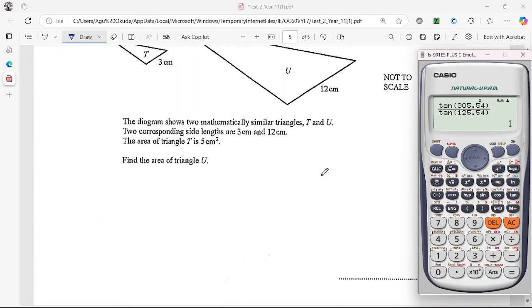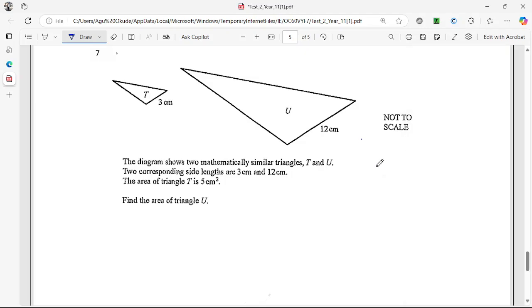Now for the last question I have here, number 7. This is on similar shapes, similar triangles. We are given the corresponding lengths. The first thing I'm going to get here is what we call the linear scale factor. You are going to divide the bigger length, which is 12 cm, by the smaller length, 3 cm, and this is just 4. Now 4 is the linear scale factor. That is the ratio of the corresponding lengths.